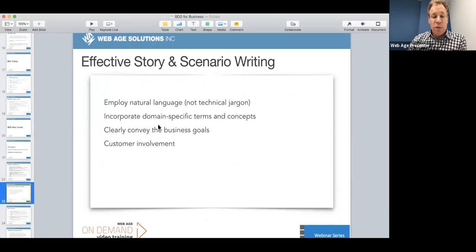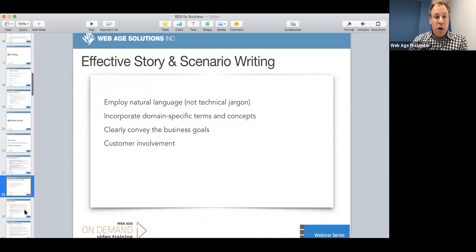We talked about this. I wanted to make sure we talk about it one more time. When we're writing stories, make sure that you're using natural language, no jargon, and that you're talking about specific terms and concepts that everybody understands. This is key. This is why I keep harping on this over and over. We want to make sure that the requirements are easy to understand by everybody involved.